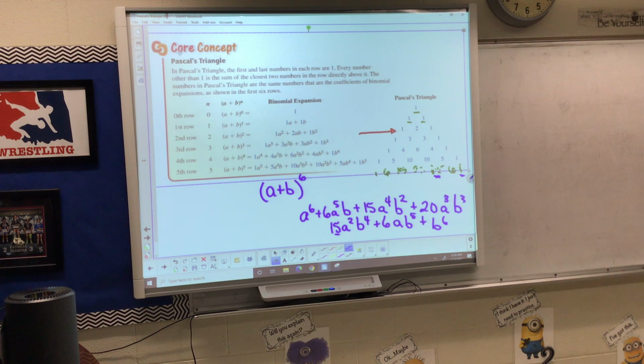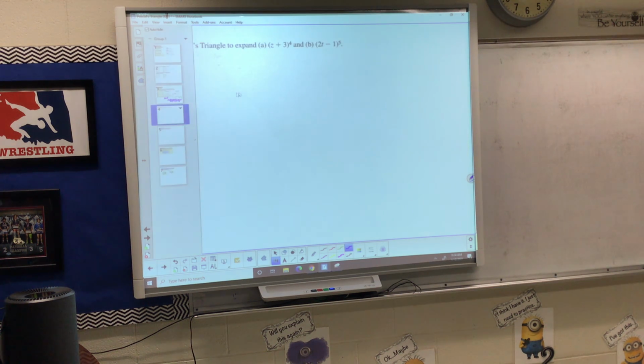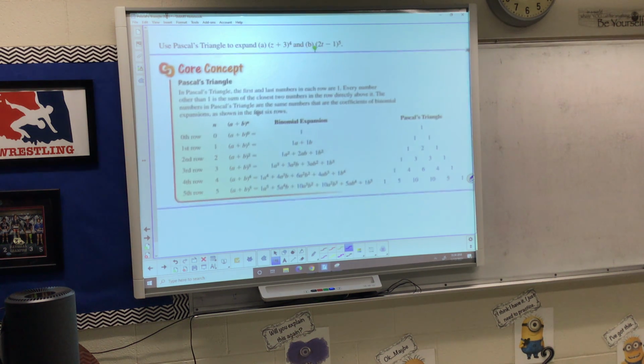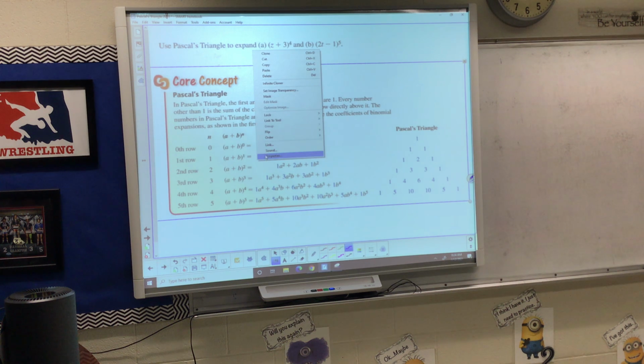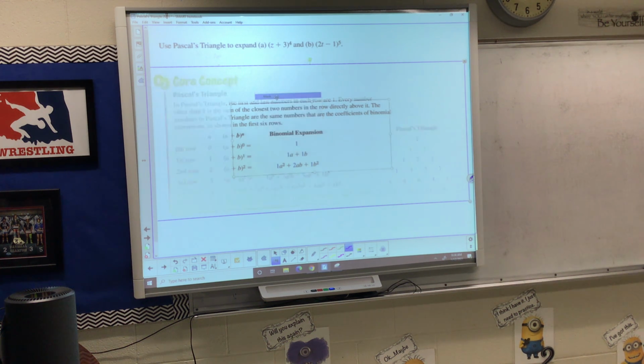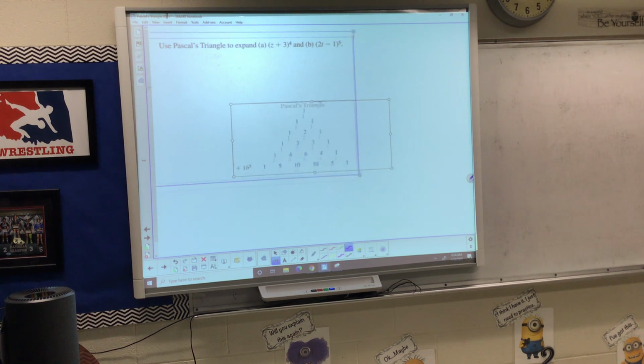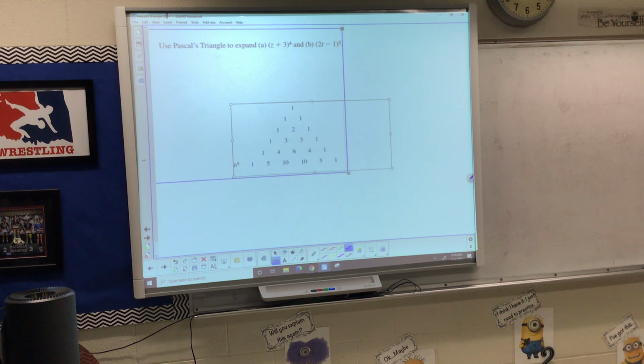I'm going to copy this. I'm going to put it right here. I'm going to mask this for just a second because I only want the triangle. Is that okay with you guys? Now, this triangle only goes down to the 5th power. That's this power right here that we're needing. Do you guys understand me? Okay, so it only goes to there.